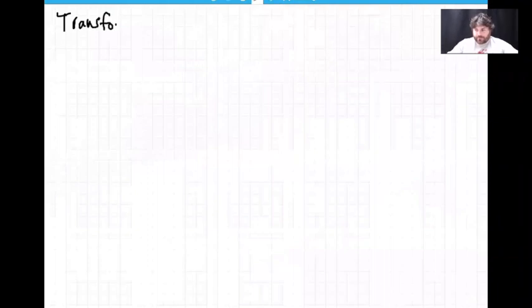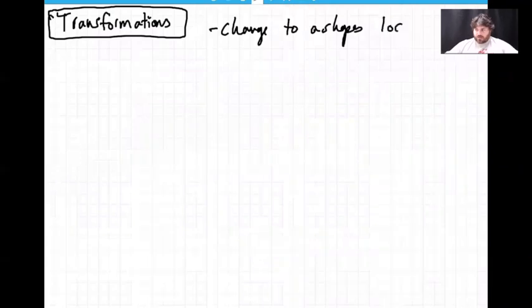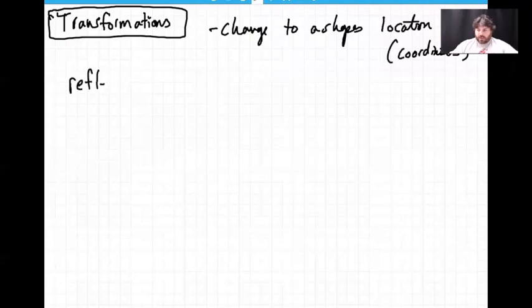All right, so moving on to another topic, transformations. We're talking about geometric transformations, not function transformations. So any change to a shape's location. And when we're talking about location in coordinate geometry, we're talking about the location of the coordinates. So first of all, let's talk about reflections.